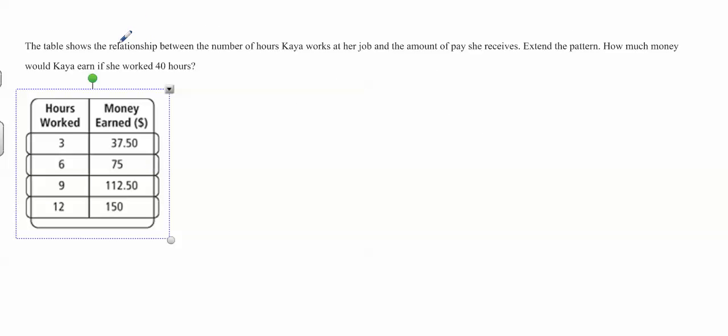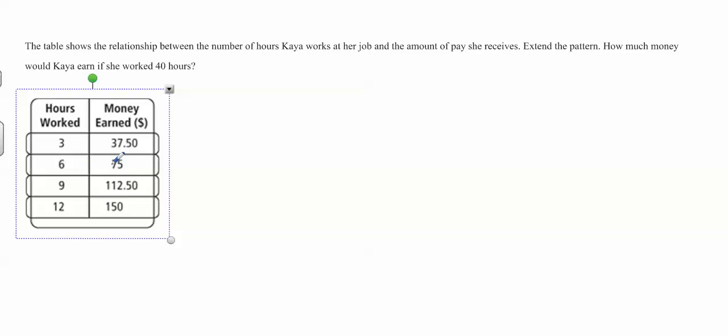The table shows the relationship between the number of hours Kayla works at her job and the amount of pay she receives. So let's extend the pattern. How much money would she earn if she worked 40 hours? There's a couple of approaches. When I see this, I can see if I can come up with an equation. I have 3 comma 37.50, 6 comma 75, 9 comma 112.50, and 12 comma 150.